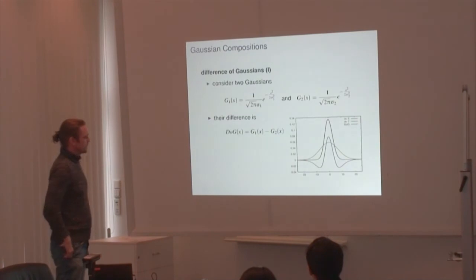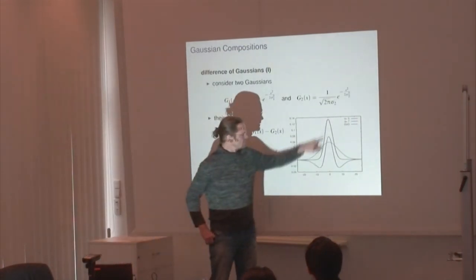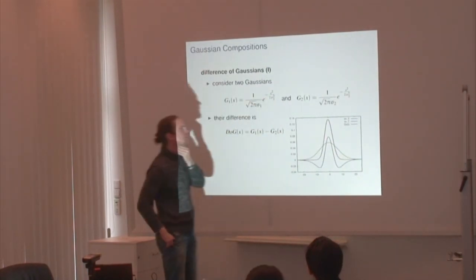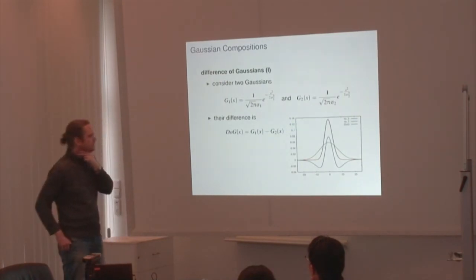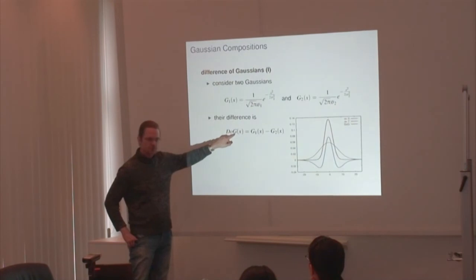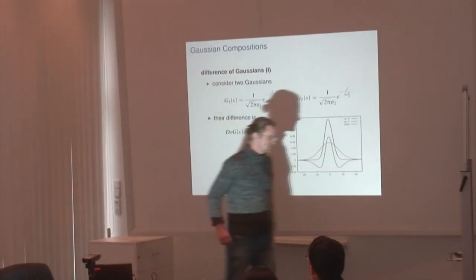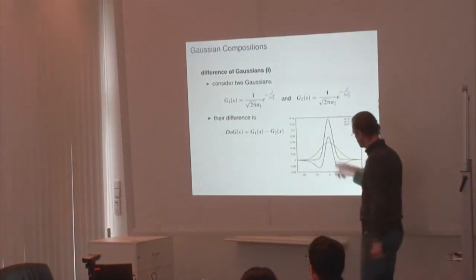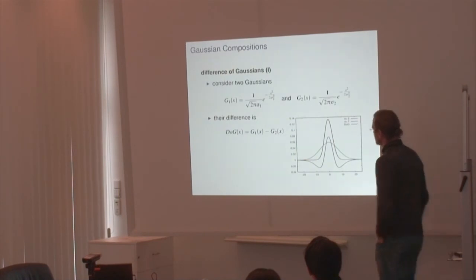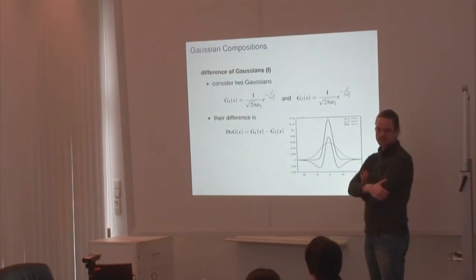Look at this. We are given two Gaussian distributions, two Gaussians. One is red and one is green. And we compute a difference of Gaussians by subtracting the one from the other. And this gives us this blue curve. This is obviously the green one subtracted from the red one.